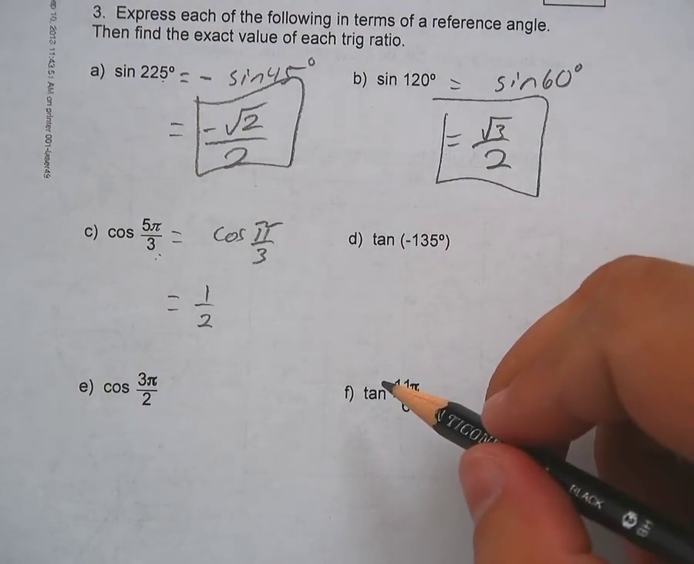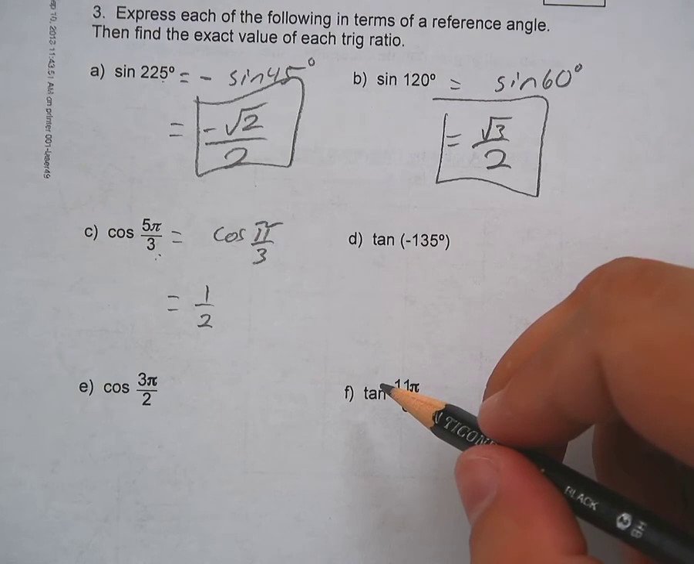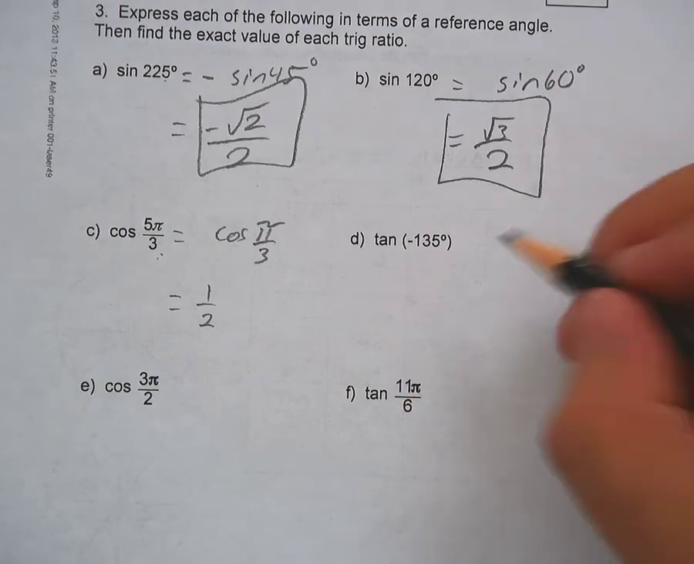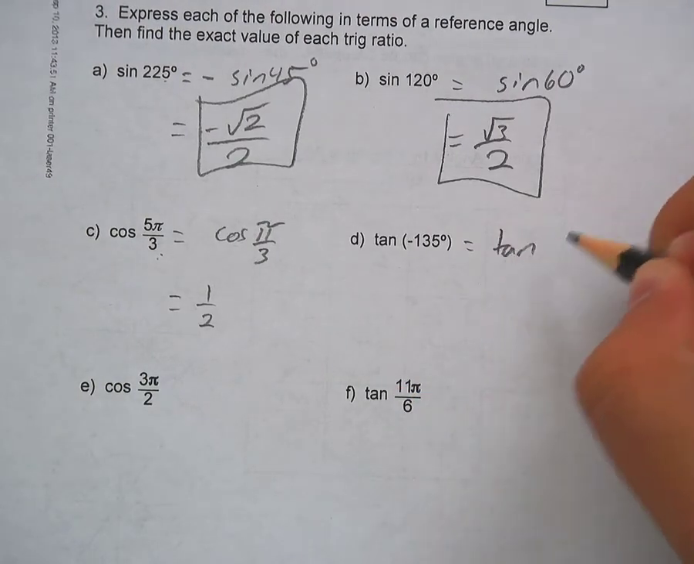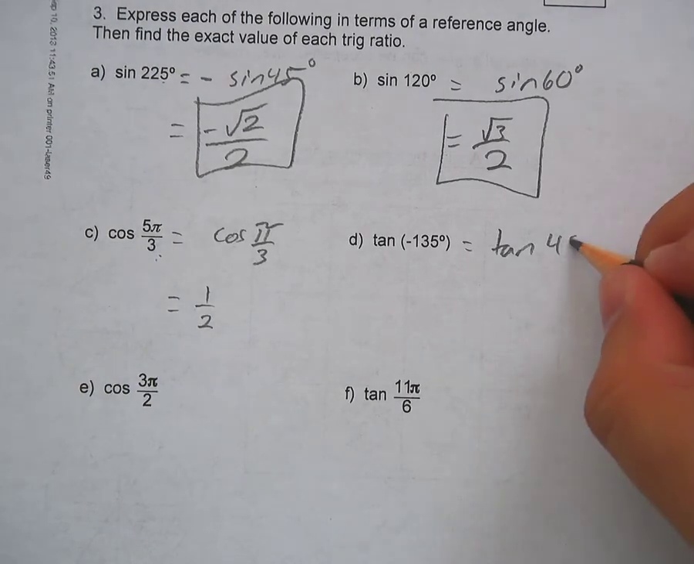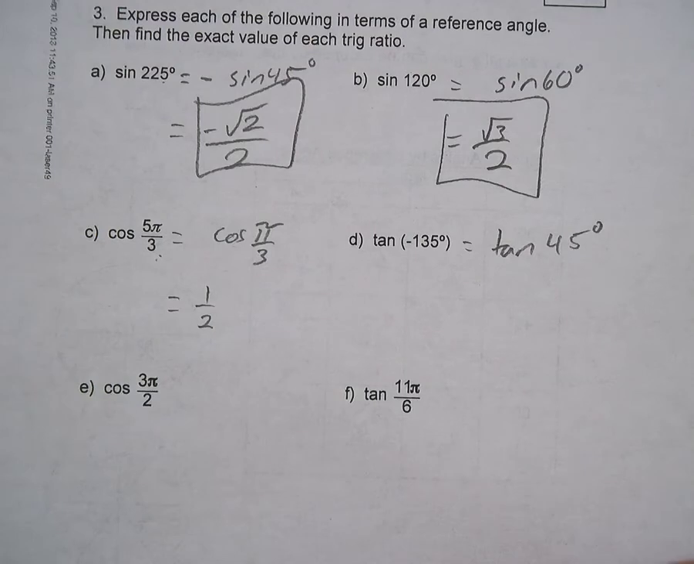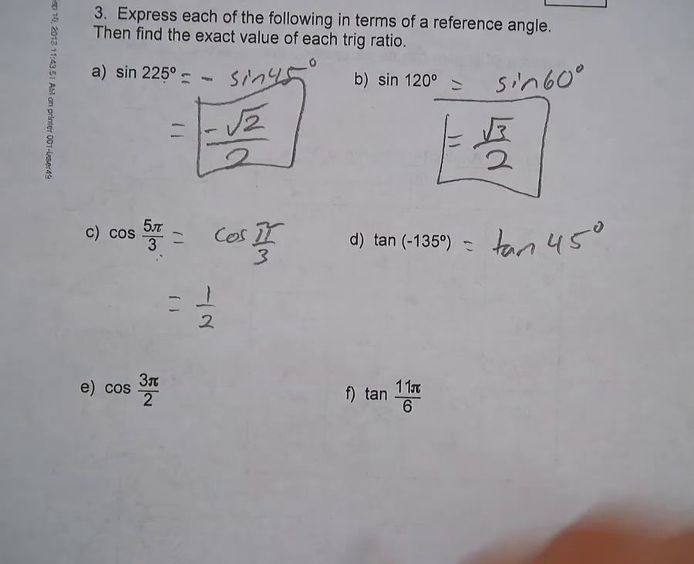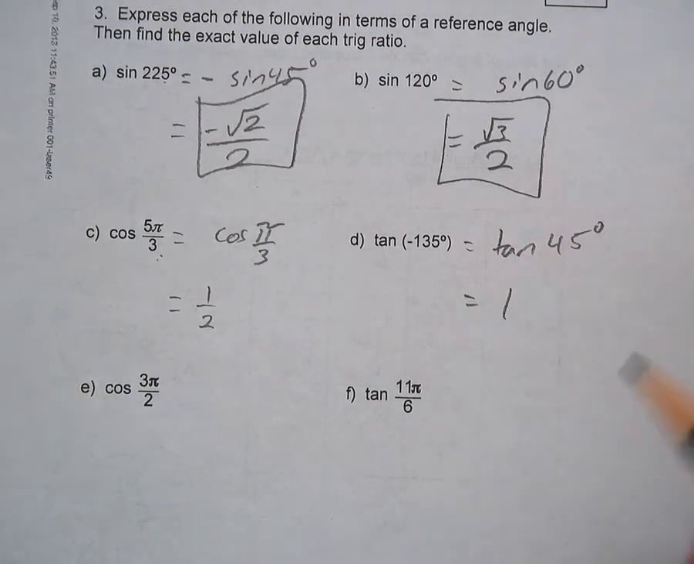Tangent of negative 135. Now, negative 135 is in the third quadrant. That's going to be the tangent of 45 degrees. Oh, wow. Yeah, 45 degrees. Since it's in the third quadrant, it's going to be positive, which is 1.